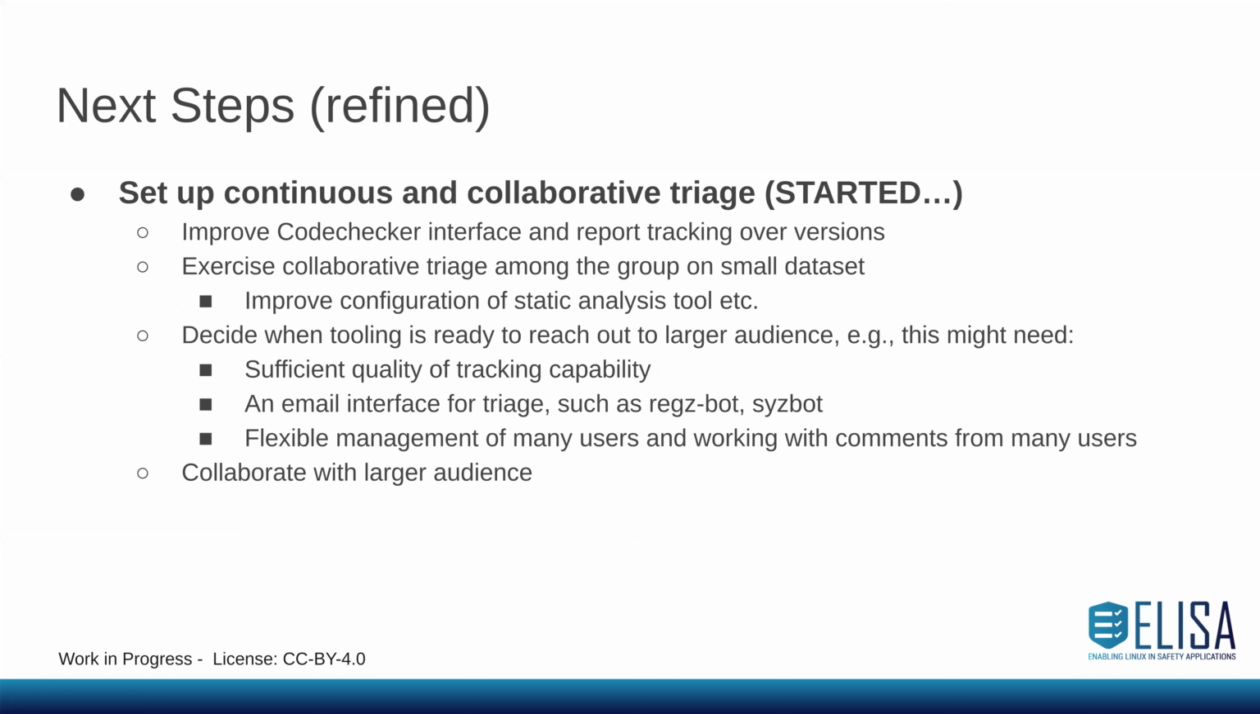Yeah, so quickly refined on what kind of things need to be done on this continuous and collaborative triage. We need to improve this interface, right? It reports 100 findings each day, but most of them are probably just misconceptions of what is really new and what is not. We need to exercise that triage on a small data set to understand what needs to be improved. And then we need to, at some point, decide when are we ready to reach out to a larger audience, right? So does this tracking capability work well enough?